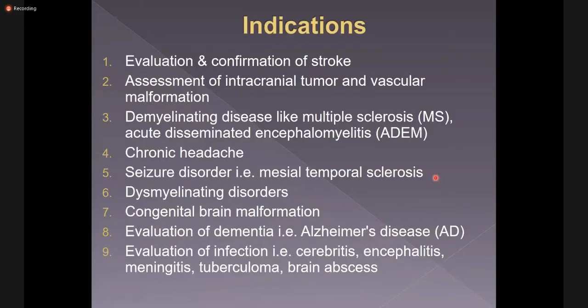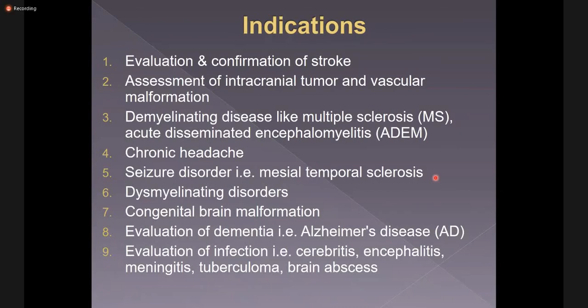What are the main indications? The first is the evaluation and confirmation of a stroke. When a patient comes with hemiparalysis or hemiplegia, a right-sided or left-sided stroke, the first investigation in these cases is a plain CT, to rule out hemorrhage. Because if there is a hemorrhage, the MR can be misleading, and it is not exact.